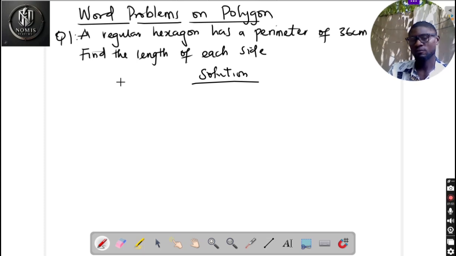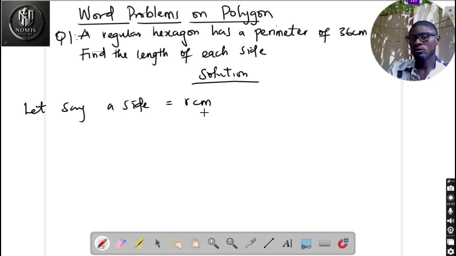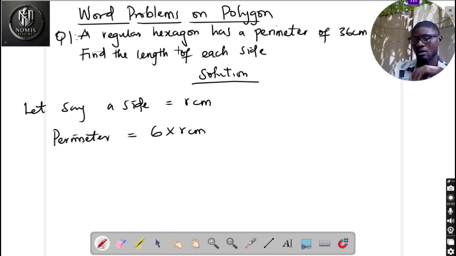Regular hexagon suggests that the hexagon has all the sides equal. Therefore, let's say a side is equal to r centimeter. If a side is r centimeter, the perimeter, you know what the perimeter is? The sum of all sides. So perimeter is equal to 6 multiplied by r centimeter. Where did I get 6? Hexagon. Yes, that means the polygon has 6 sides.